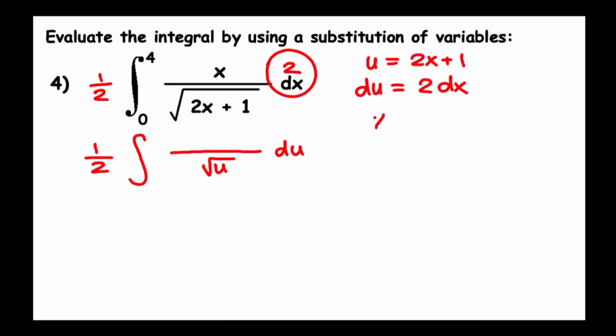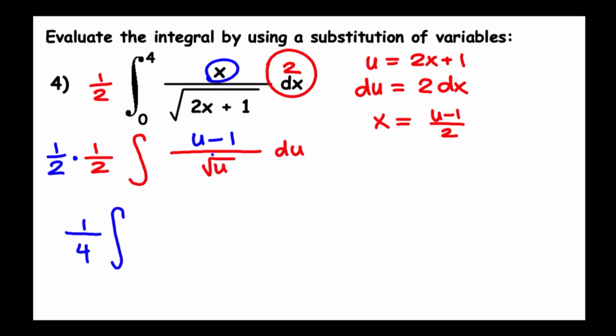Let's see what x is. I'll tell you what x is. It's u minus 1 divided by 2. And so this x up top is going to change to u minus 1 divided by 2. I'm just going to pull the 2 out front. It's not really a 2, mind you. It is a 1/2 because of its denominator location. So we're going to have a 1/4 out there.